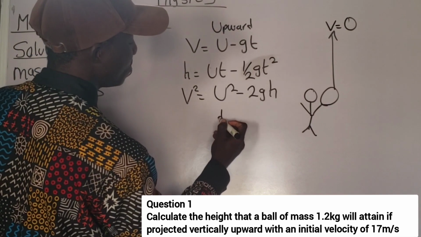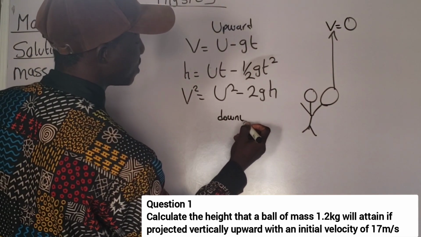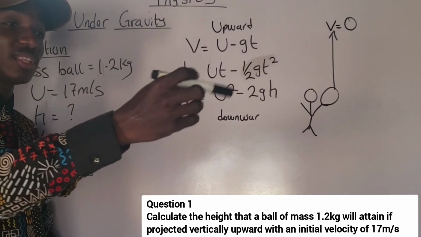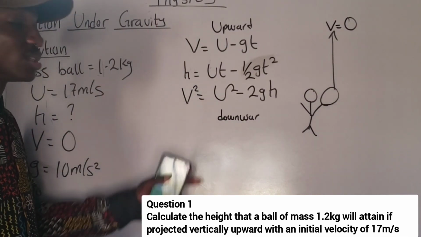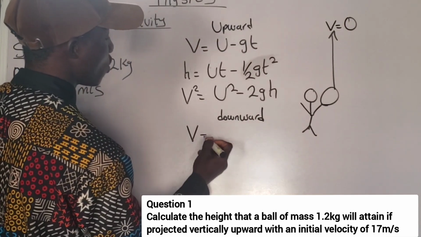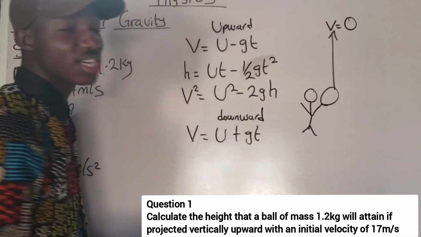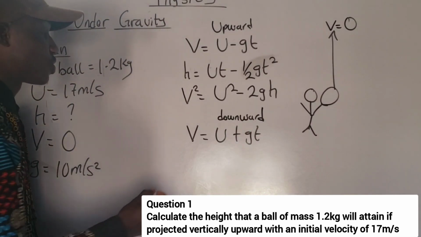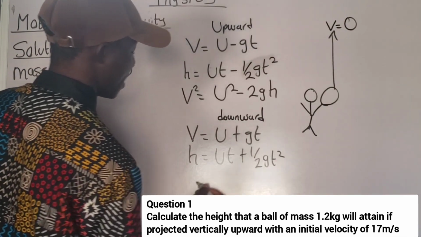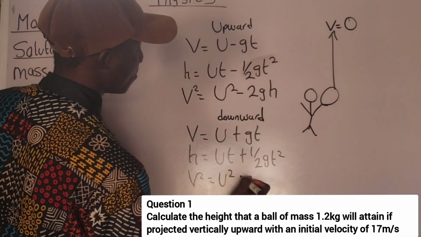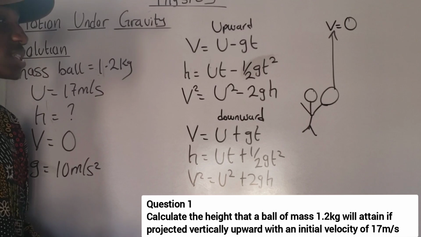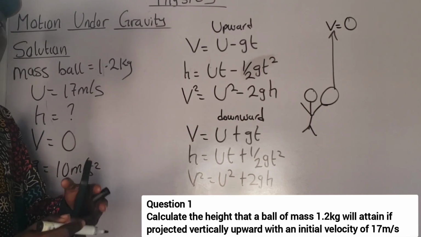Now, for a body moving towards gravity, let's assume a body is thrown from a height. For example, I throw this marker downward. This is a downward motion now, and the body is moving towards gravity. So the equations become v equals u plus gt, because the acceleration due to gravity now is positive. h equals ut plus 1 over 2 gt squared, and v squared equals u squared plus 2gh. The acceleration due to gravity is positive because the body is moving towards gravity, not against it.